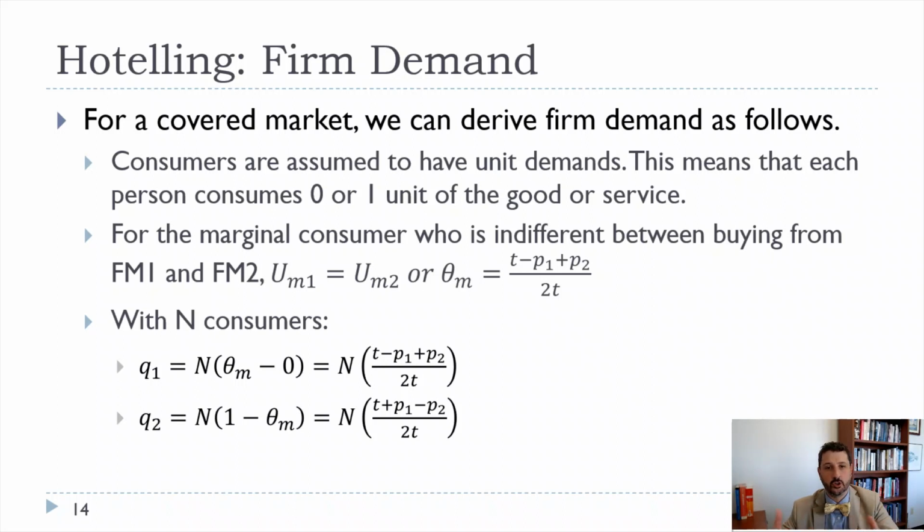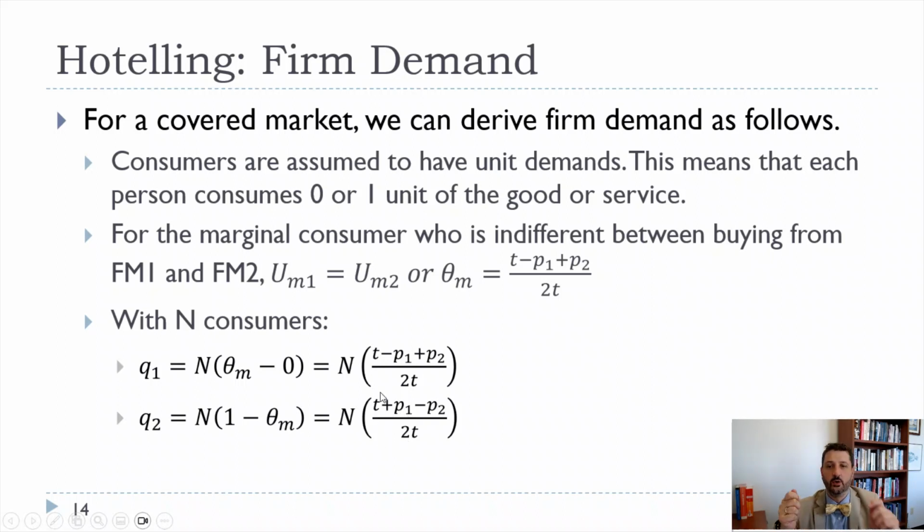And so the marginal consumer, the one who's right in the middle, is indifferent between buying from firm 1 and firm 2. We can solve for that by just setting those two equal, and we get (T - P1 + P2) / 2T. And then we can figure out the quantity, right? The quantity for firm 1 is (T - P1 + P2) / 2T. And then it's just the opposite for firm 2 with the P's, so (T + P1 - P2) / 2T.